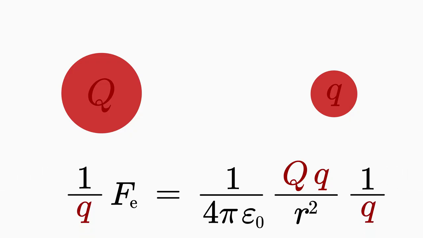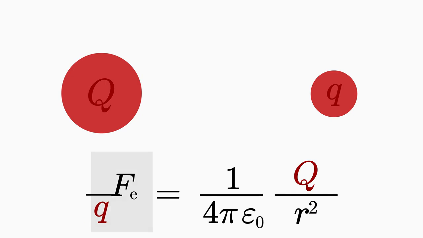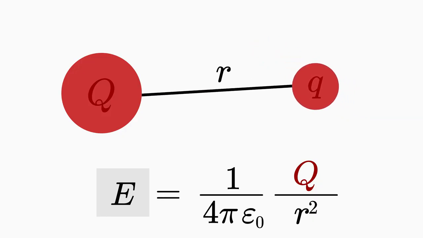This way, on the right-hand side, the small charge drops out and instead lands on the left-hand side of the equation. The quotient on the left-hand side, F over q, is defined as the electric field E of the source charge Q. By calling it source charge, we imply that the charge Q is the source of the electric field. The electric field E thus indicates the electric force, which would act on a small charge when placed at the distance r to the source charge.